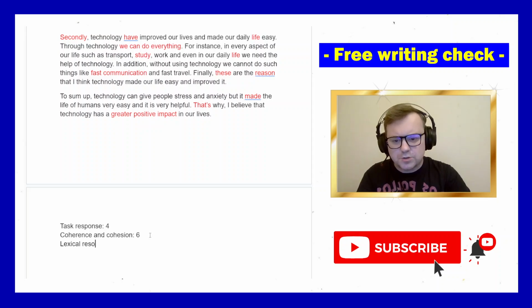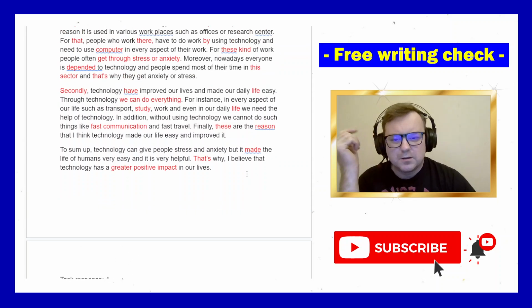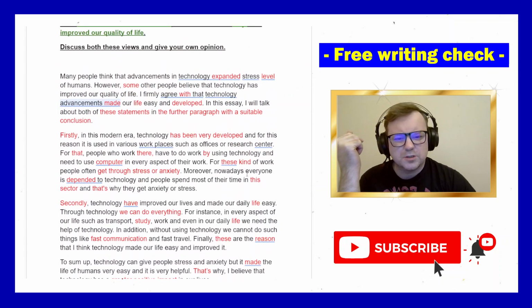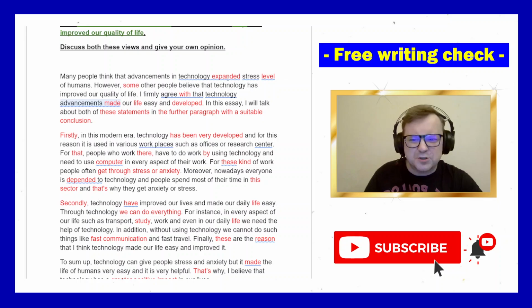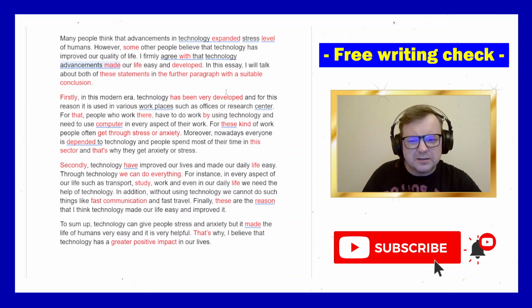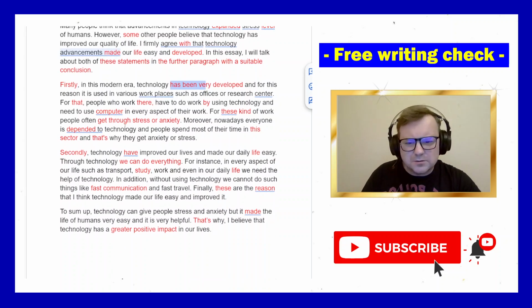Lexical resource. Okay, so a lot of dodgy words here. Certainly we're not in the 7, that's for sure, because like expand, stress, level, strange, saying that technology has been developed. Okay, that's grammar, really. Okay, get through stress or anxiety, not sure what that means. A bit of maximalist language, vague, we can do everything, not pointing to any specifics. But there is some topic-specific language there.